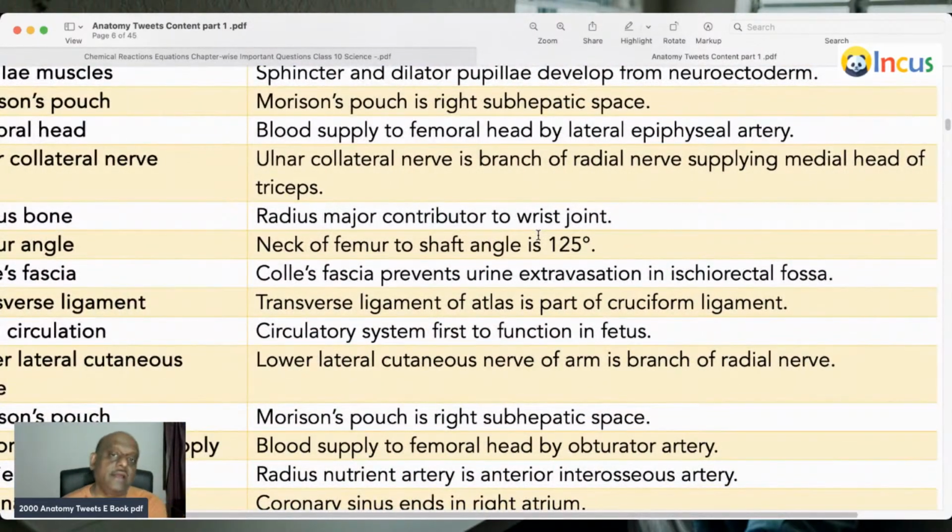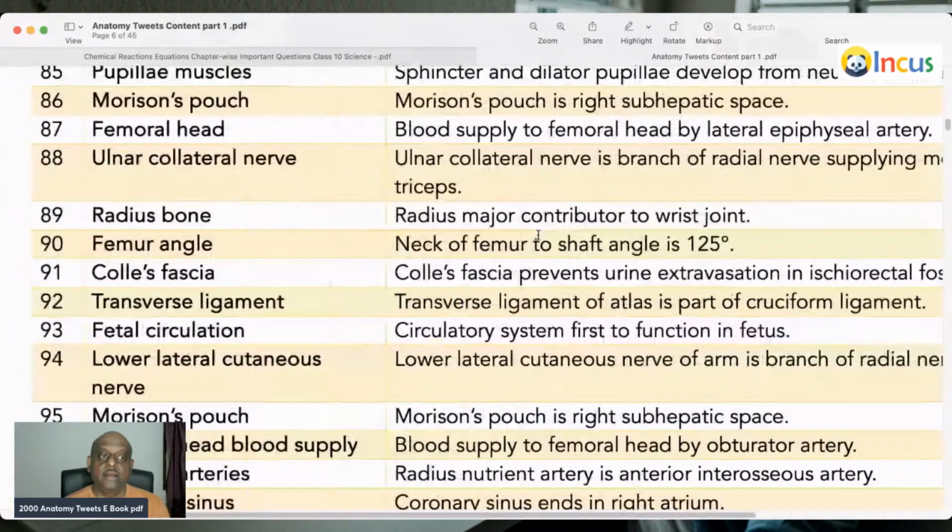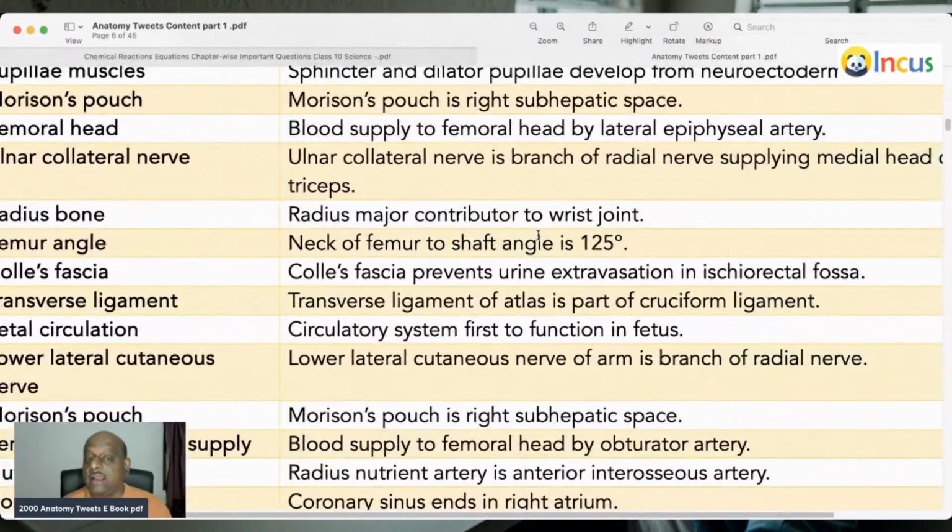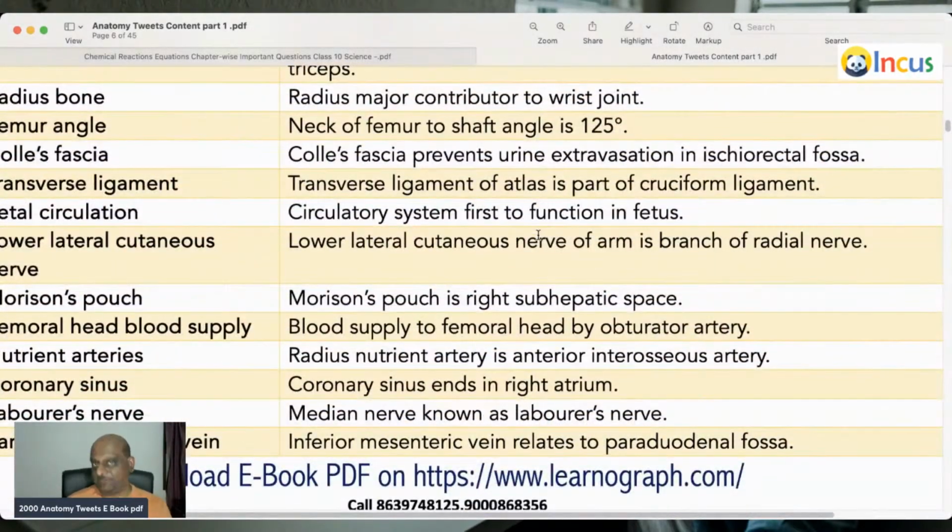Ulnar collateral nerve, it is a branch of the radial nerve which supplies the medial head of the triceps, is what you need to remember. Now, neck of the femur to the shaft. What is the angle, doctor? It is 125 degrees.